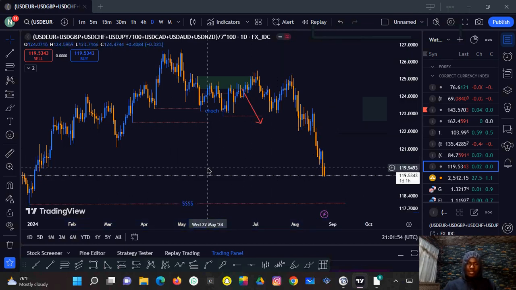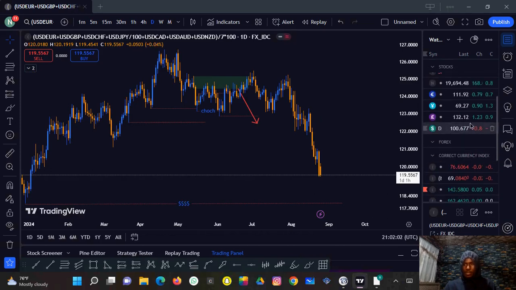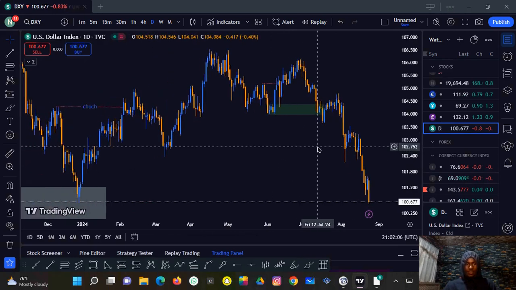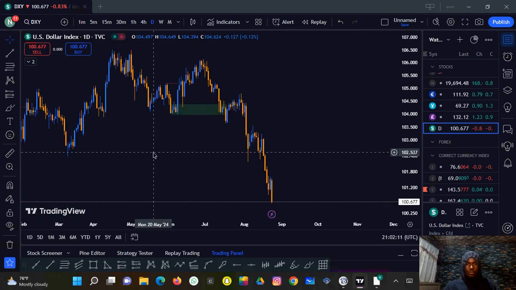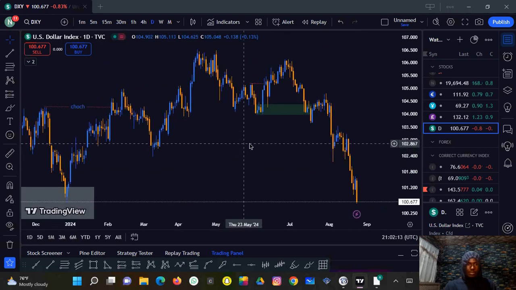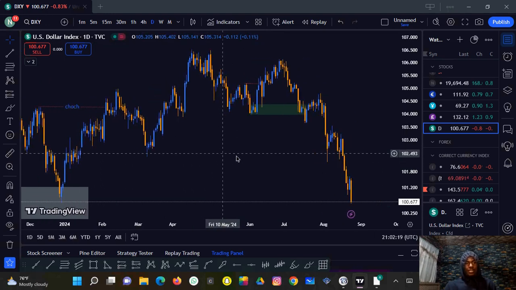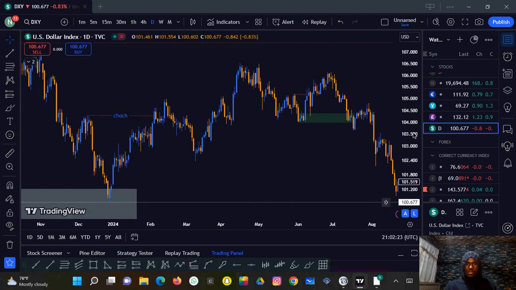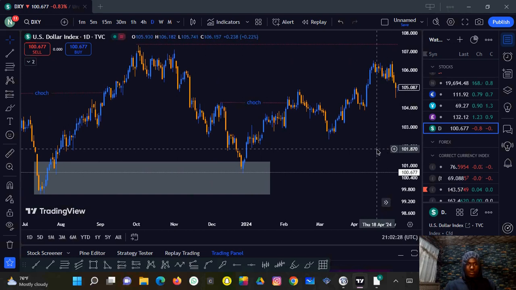Liquidity means the market is targeting this side, right? But let me use the actual dollar index for the analysis because most of us normally use this dollar index. It's also the same. On that side too, we can see the dollar index is still bearish here, so we're expecting a continuation of the fall on the dollar index.